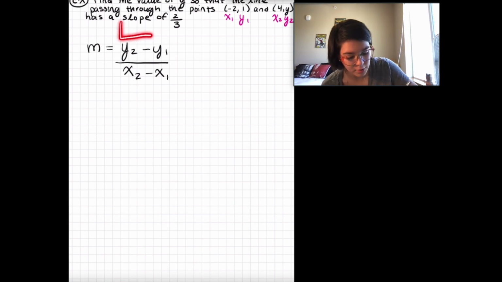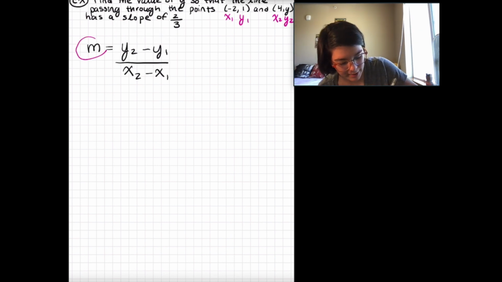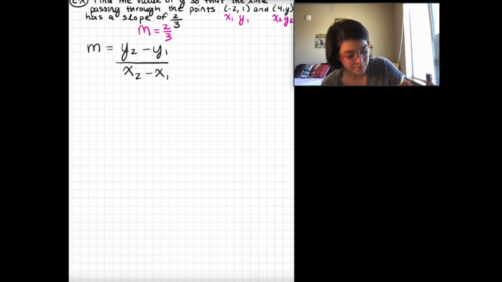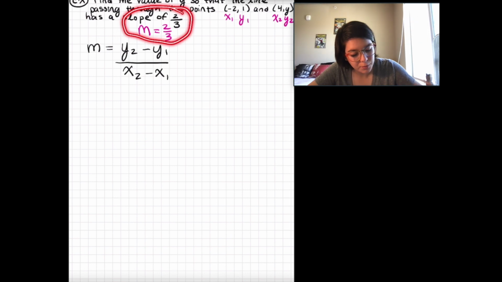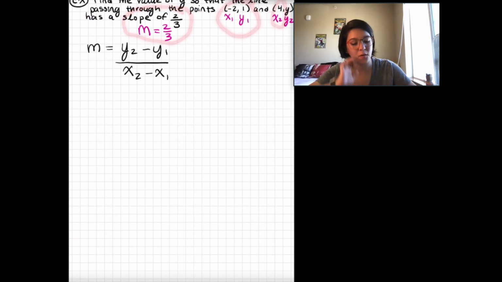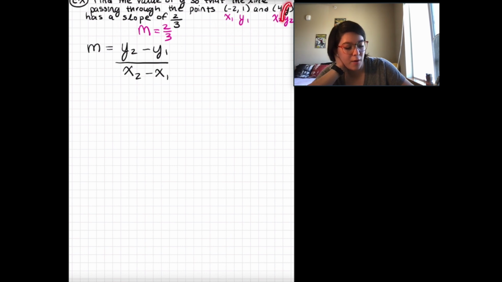Well, it tells us we have a slope of 2/3. So our slope can be represented by m. So we can say our m is 2/3. So now what we'll do is we'll plug in all our knowns. We know our slope, we know our x1, y1, and x2. The only thing we don't know is our y2. So let's plug in everything we know.